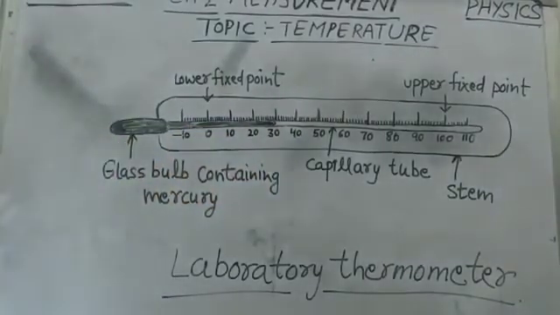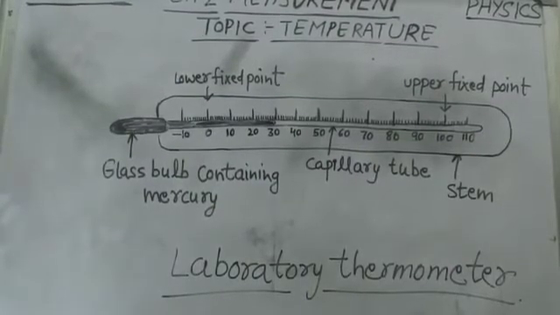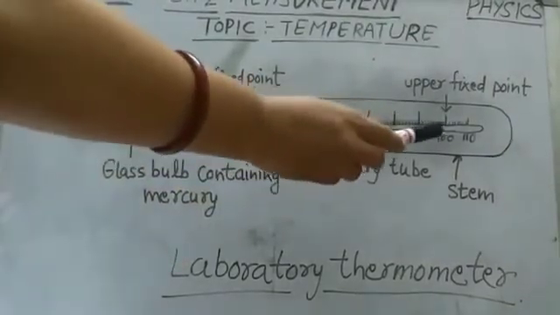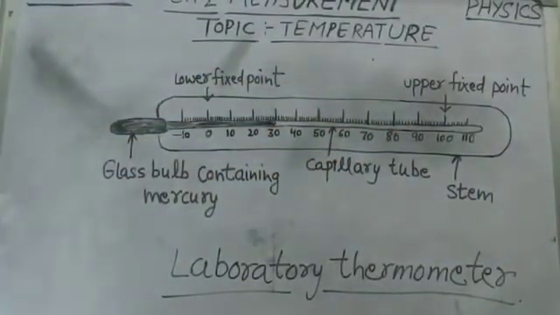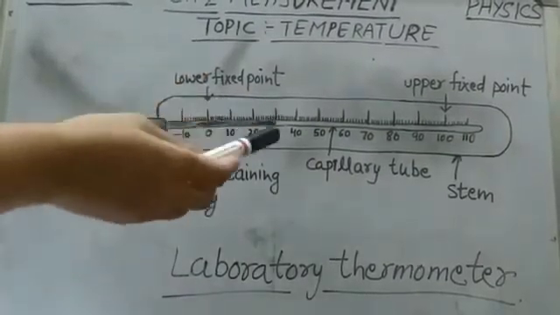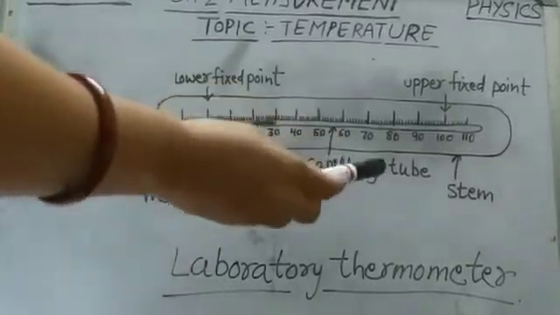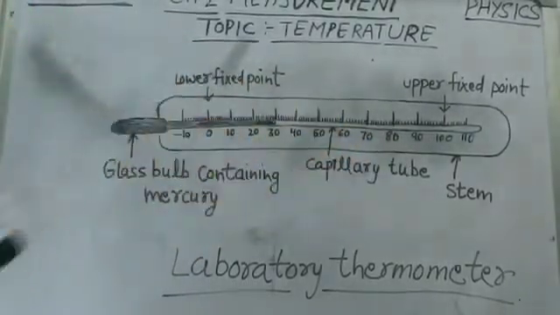So the range of a laboratory thermometer is generally from minus 10 to 110 degree Celsius. This is called the range of the thermometer. So a common laboratory thermometer can measure temperature from minus 10 degree Celsius to 110 degree Celsius.